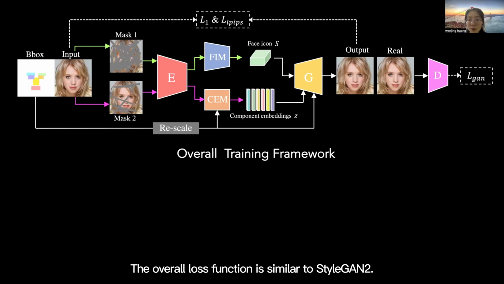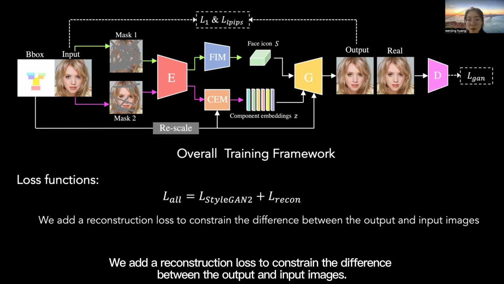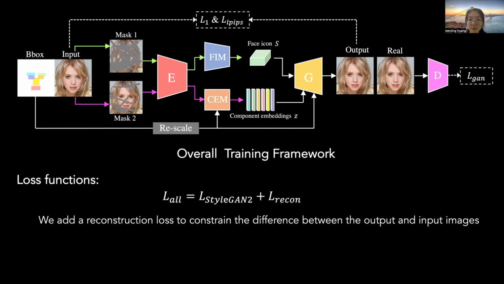The overall loss function is similar to StyleGAN 2. We add a reconstruction loss to measure the difference between the output and the input images. Next, we will show some face editing results of our method.